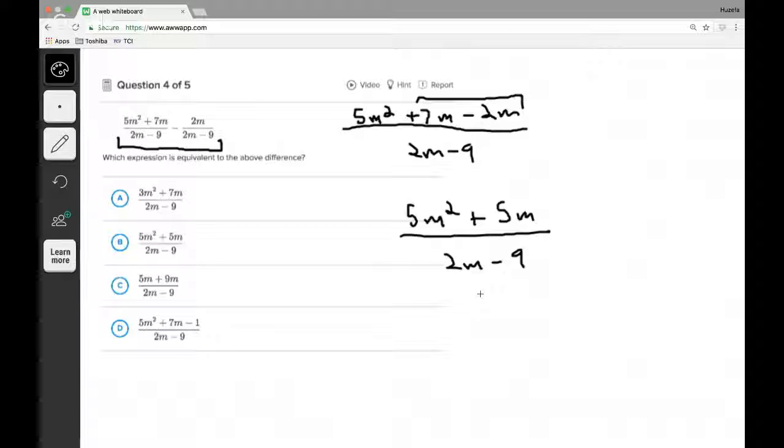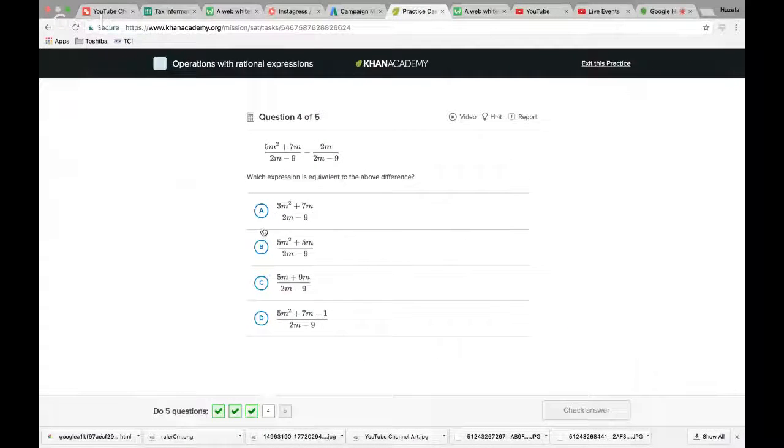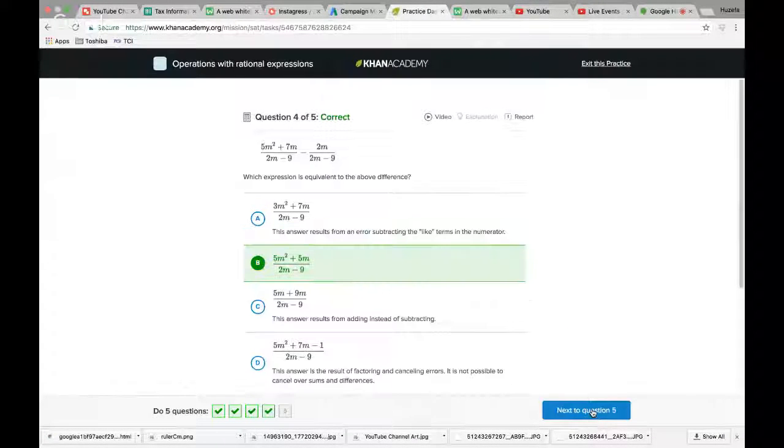I think that's it. I think it's just B. Because even if you factor this, there's really nothing else you can do. M squared, 5m times m plus 1. Yeah, there's nothing you can do. So this one was way easier than question 3, and I believe it's B. I think this should be good. All right, we're good to go.